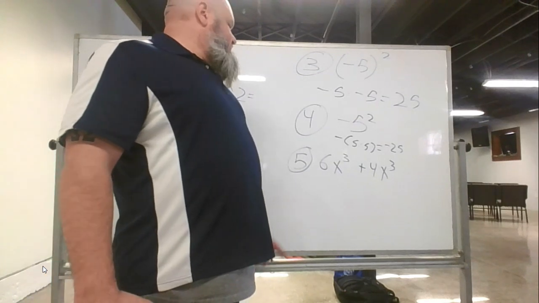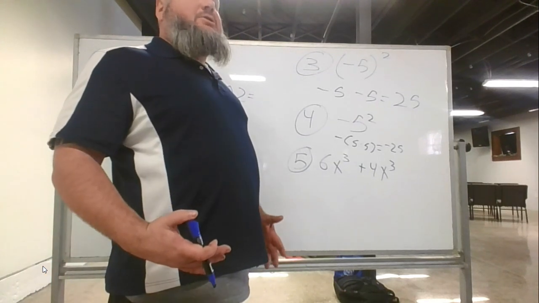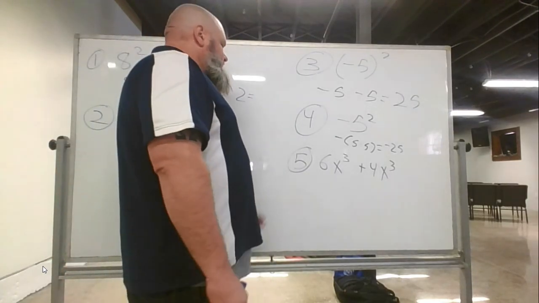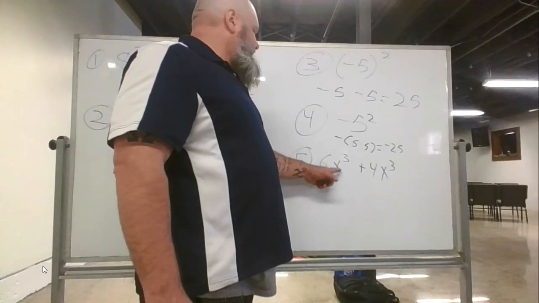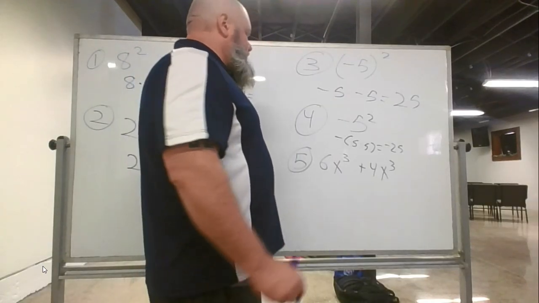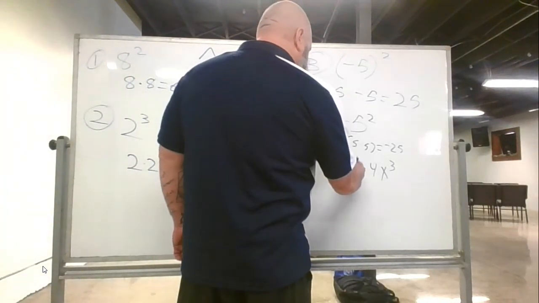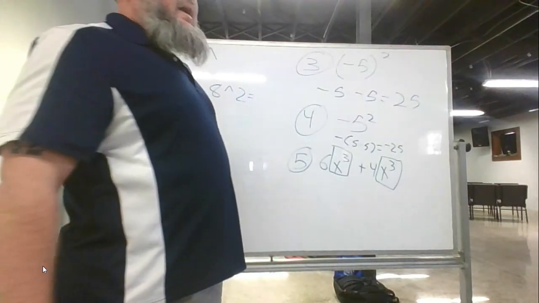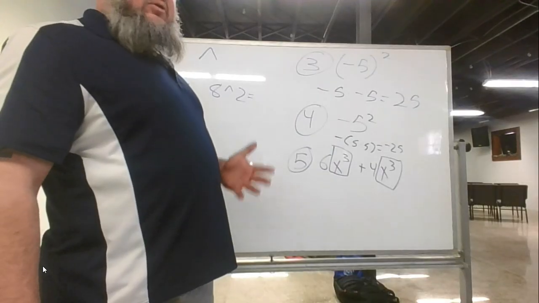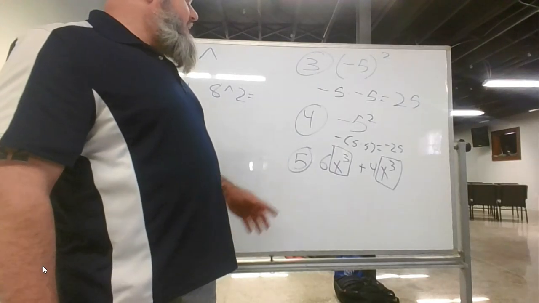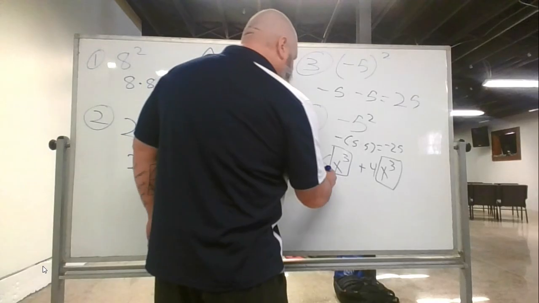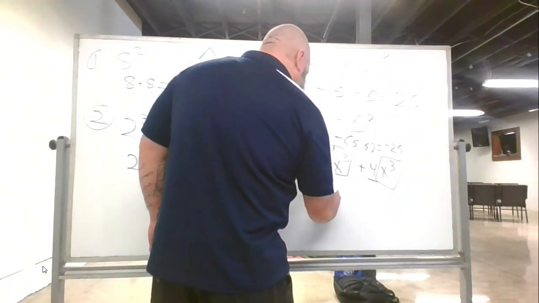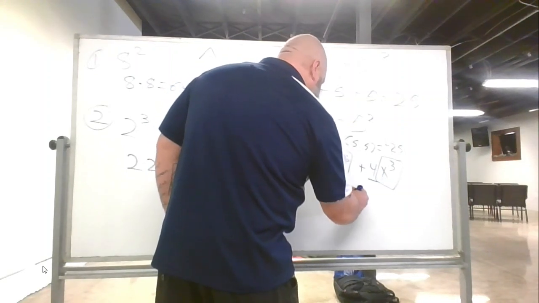And one final thing I want to show you: can you add and subtract exponential expressions? You can, as long as the exponents are the same. So number 5, we have 6x cubed plus 4x cubed. Well, if you look, they both have an x cubed. And since they both have the same variable raised to the same exponent, you can add them together by adding the coefficients. 6 plus 4 is 10, and then x cubed.